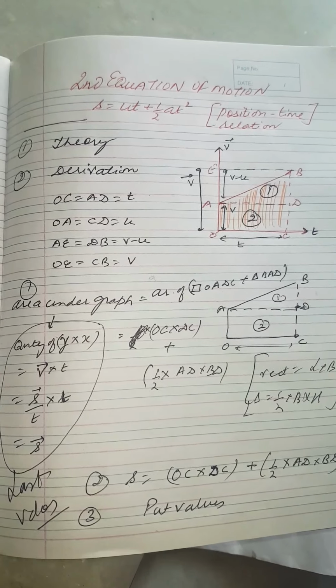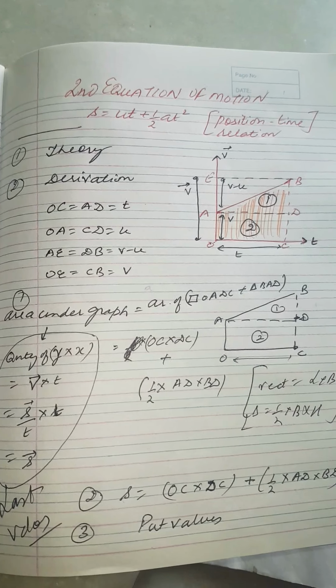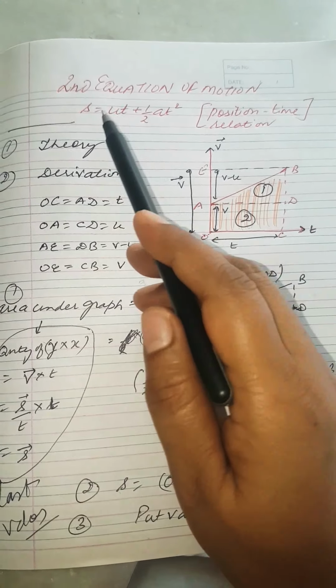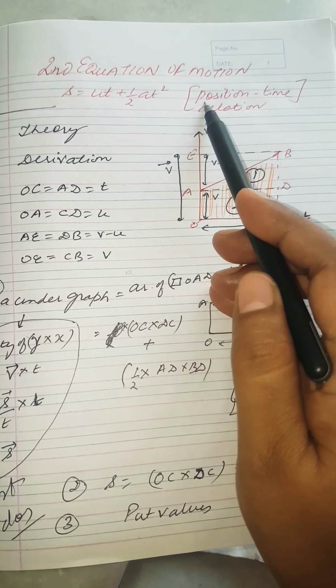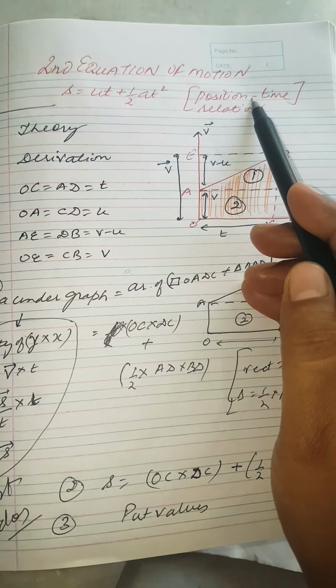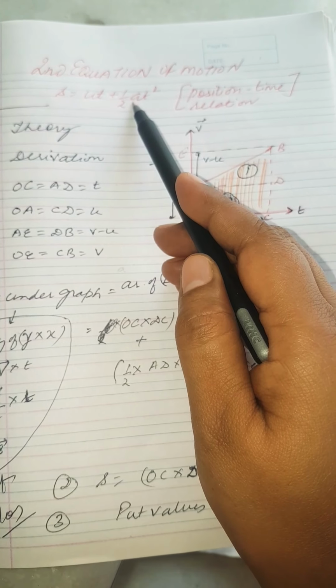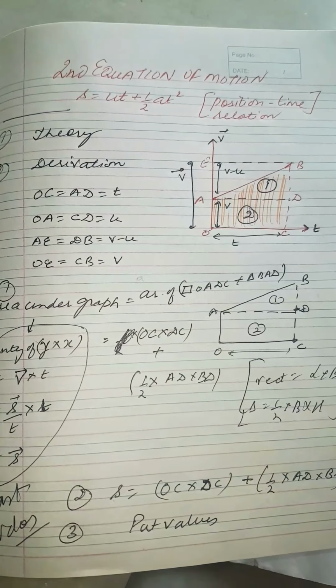Welcome back, students. So let us start with now second equation of motion, which is s equals ut plus half at square. On cancelling u and a, that was the trick to get the name of this relation, this particular equation. So this has become, after cancelling u and a, this has become position and time relation.